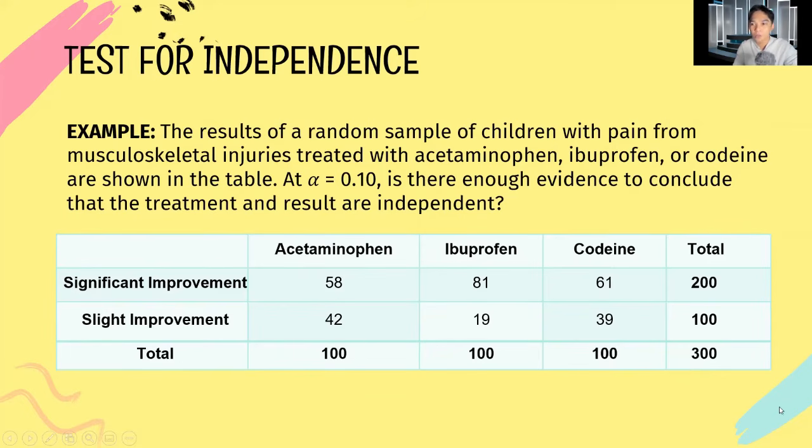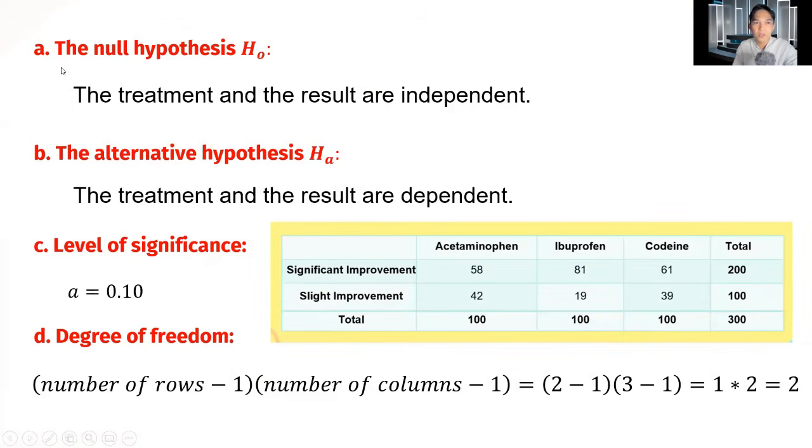So, let's apply the steps. Letter A, the null hypothesis or H sub O: the treatment and result are independent. And of course, the alternative hypothesis: the treatment and the result are dependent. Now, level of significance, given earlier in the problem, 0.10. And degrees of freedom: the number of rows minus 1 times the number of columns minus 1.